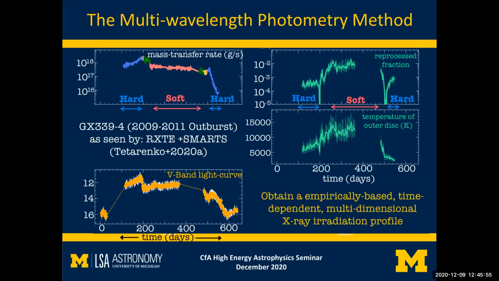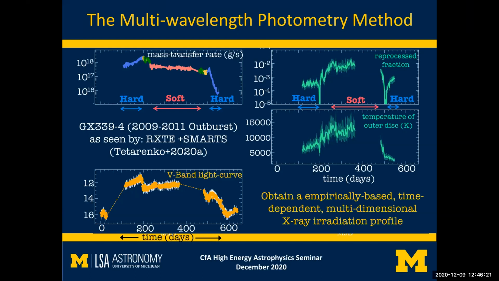So accordingly, the first method we're going to use on J0637 is a technique that I recently developed that uses simultaneous X-ray, UV, optical, and/or infrared light curves to track the evolution of X-ray radiation in low mass X-ray binary systems. Now, an example can be seen on the slides applying such a method to the 2009 to 2011 outburst of black hole GX 339-4. In this case, we make use of a combination of RXTE and SMARTS data.